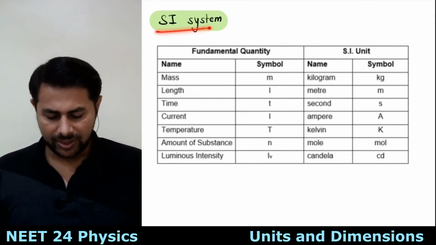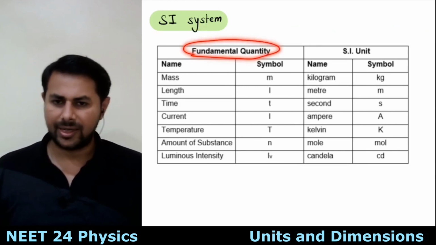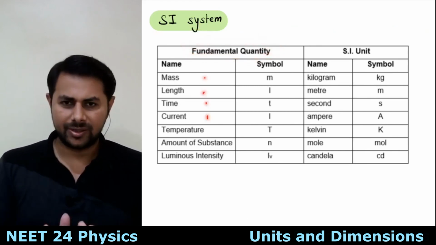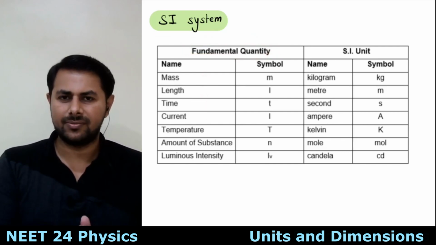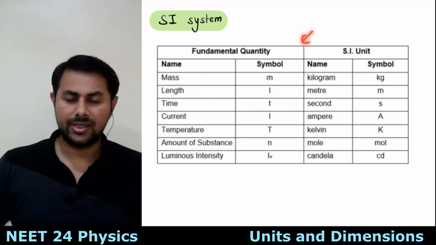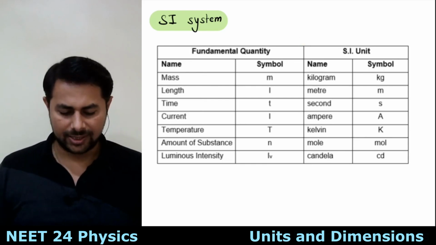So what is the SI system? In the SI system there are some fundamental quantities and their units are fixed, and based upon those units all other quantities are derived. This thing is internationally accepted.